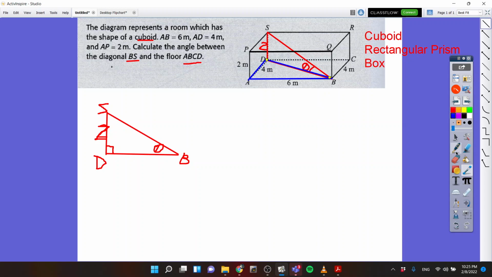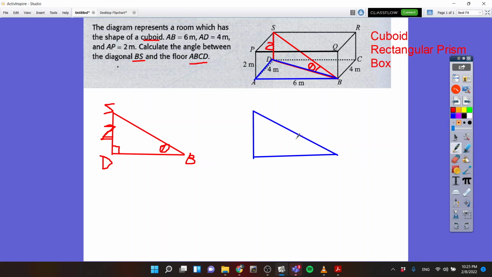I always take these triangles out and draw them. So we've got this other triangle now. It is going to look really similar just because of the way I'm drawing them, but those triangles are definitely not the same.